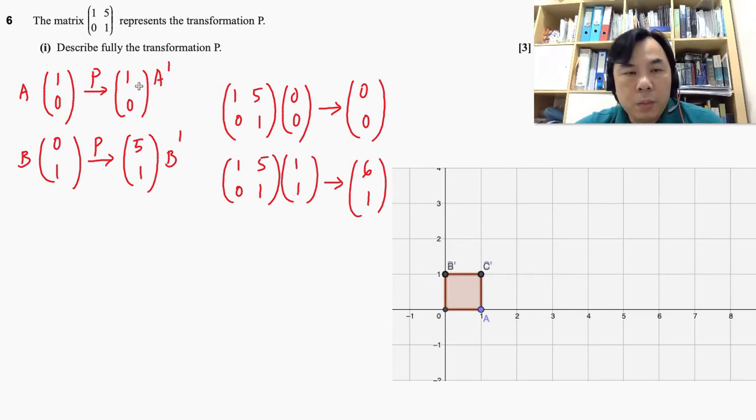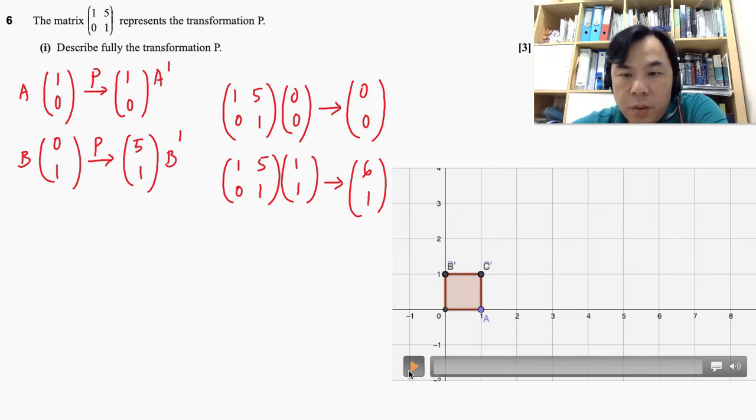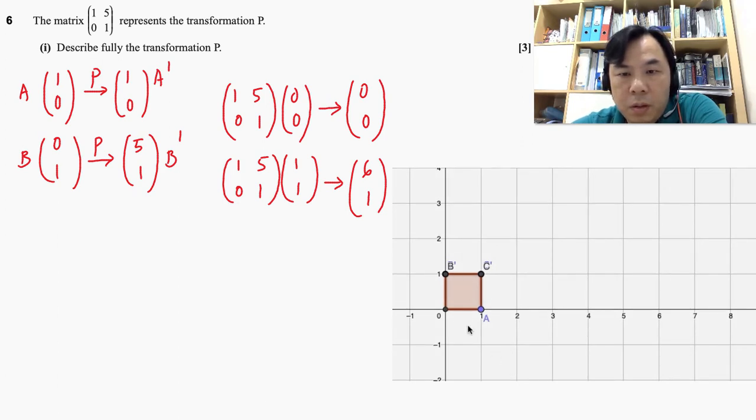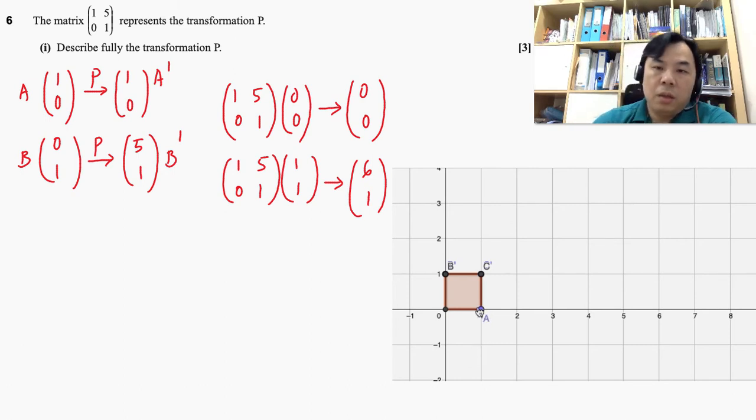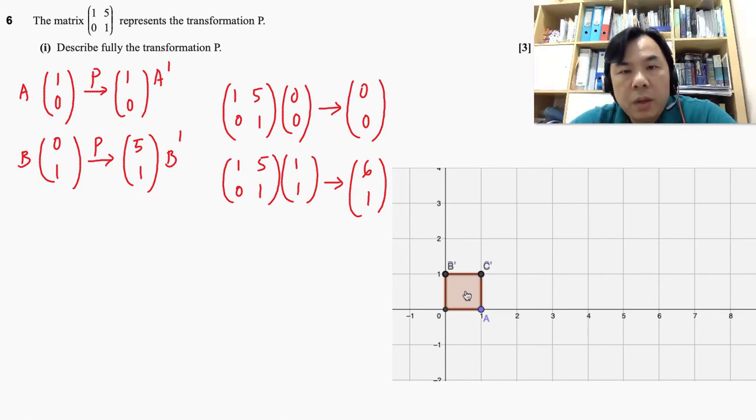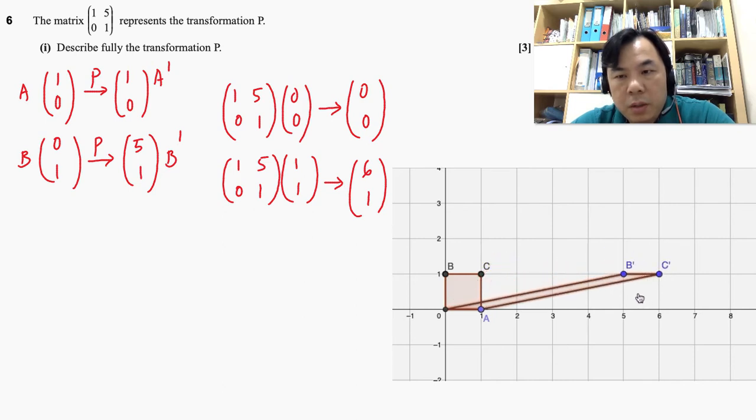By putting all these coordinates onto the plane, we'll see what sort of transformation we are looking at. Let me show it to you. Let's map all these coordinates onto the points that we calculated just now. You can see that B is transformed to (5, 1), and then C is transformed to (6, 1) according to our calculation. And A will still remain at the same position.